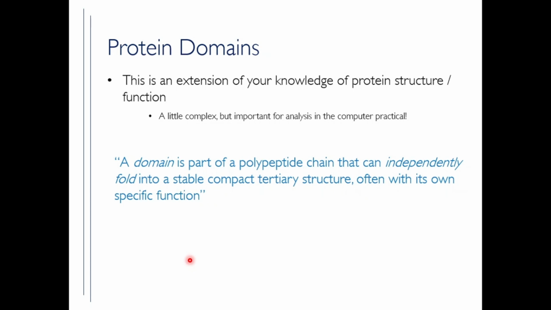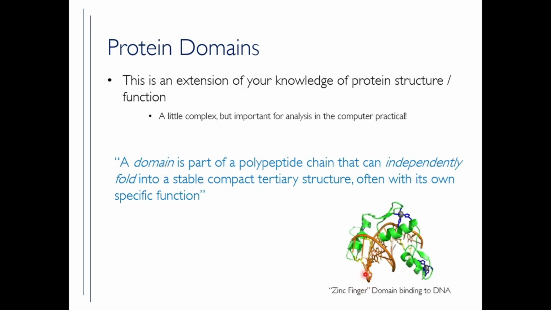So the final thing I want to talk about is what a protein domain is, which we'll come across in the practical as well. It's an extension to your knowledge of protein structure, but you do need to be aware of it for the computer practical. And essentially it's defined as this. It's a part of a polypeptide chain that can independently fold into a stable, compact tertiary structure, often with its own, and this is important, often with its own specific function. So what we mean by independently folding is if we were to chop that domain out of the rest of the protein, it would still, under the right conditions, fold into the same shape.